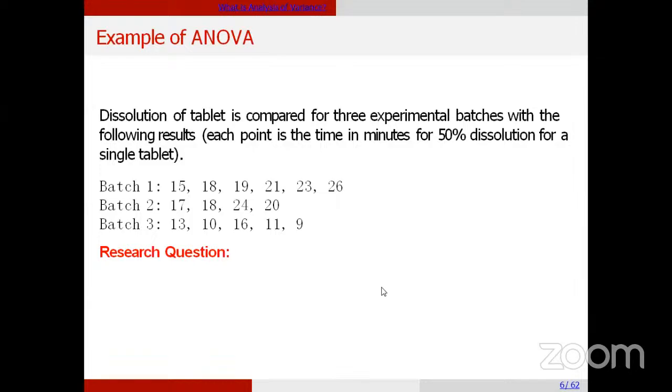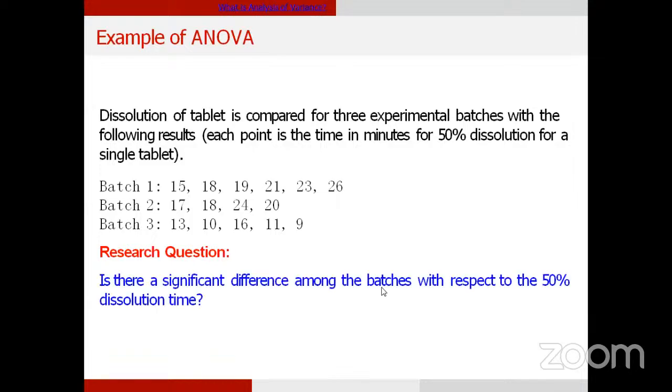So what is the research question? Is there a significant difference among the batches with respect to 50% dissolution time? I told you, the analysis of variance is nothing but checking the homogeneity among the different groups. Is there a significant difference among the batches with respect to that 50% dissolution time?